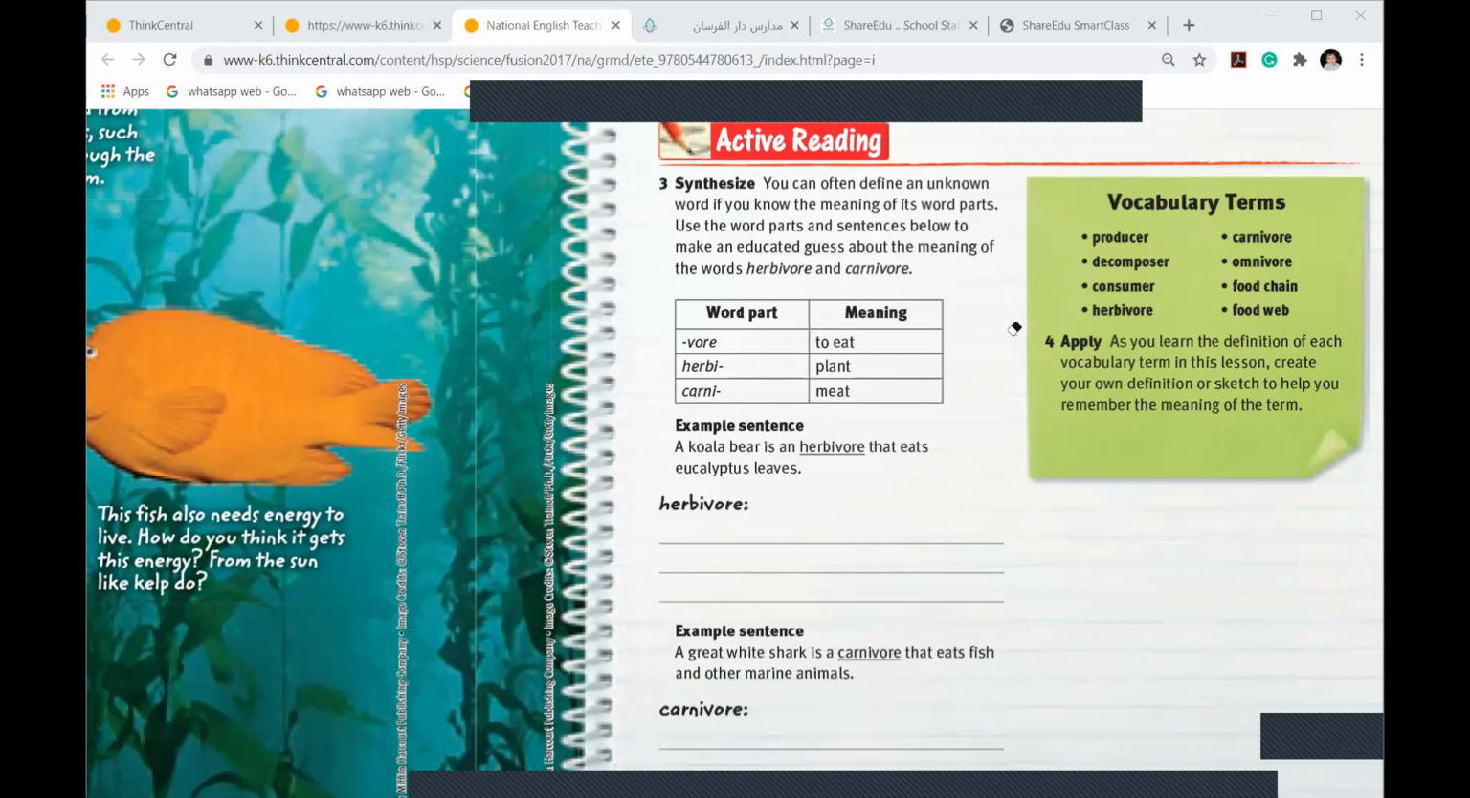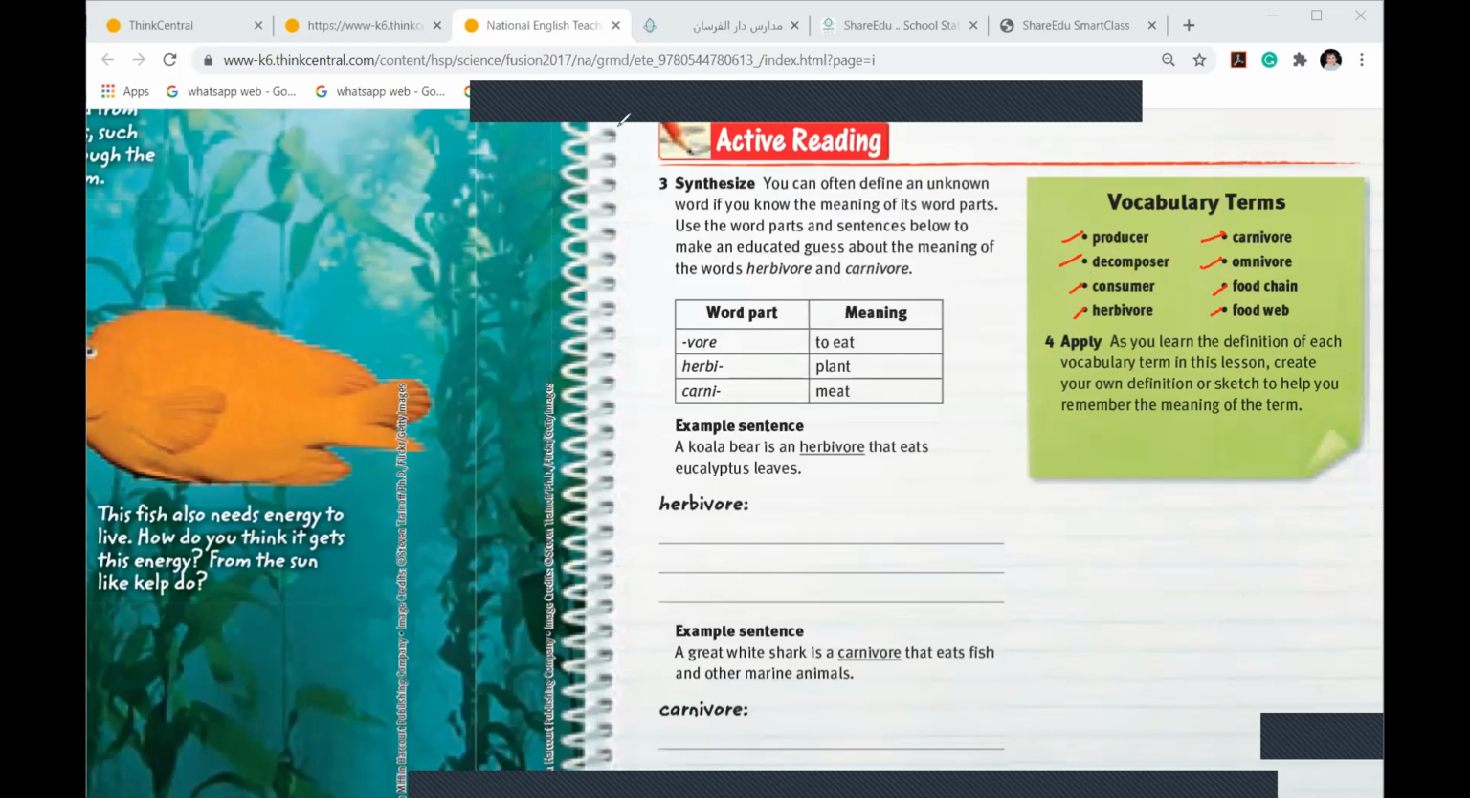So, Dishan, please read out all the vocabulary terms for me. Producer, carnivore, decomposer, very good, omnivore, consumer, food chain, herbivore, food web.